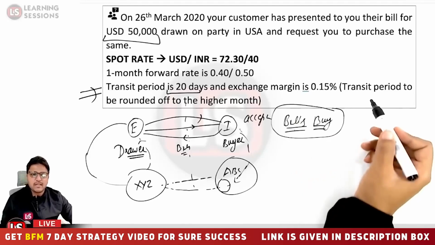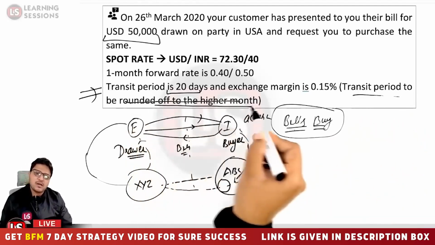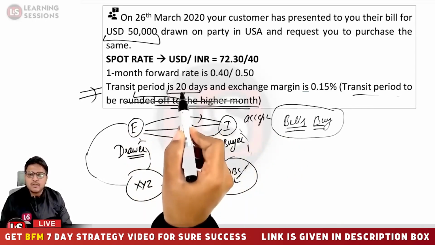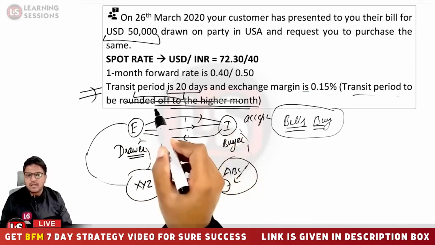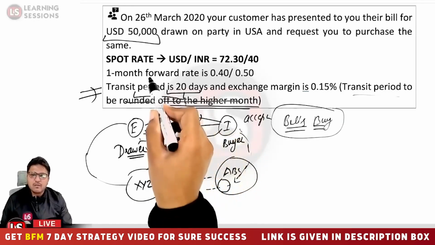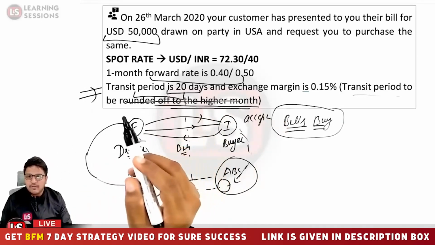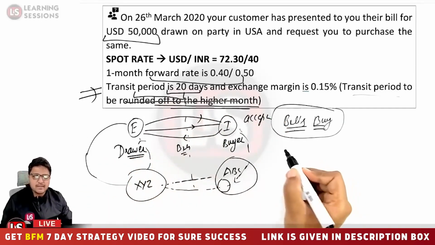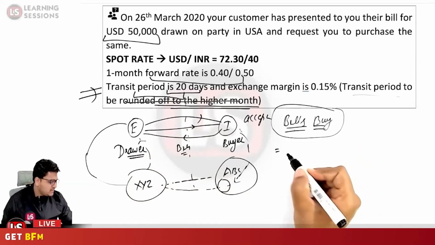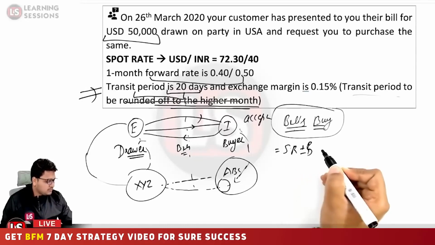And further, it is given that the transit period is to be rounded up to the higher month. So it is given as 20 days, and it is rounded up to the higher month. So we will be considering it for 1 month. And 1 month forward rates are provided here. So how will we discover the price related to the bills buying rate? Here is the formula that you need to memorize. Bills buying rate is equal to spot rate plus or minus premium or discount.